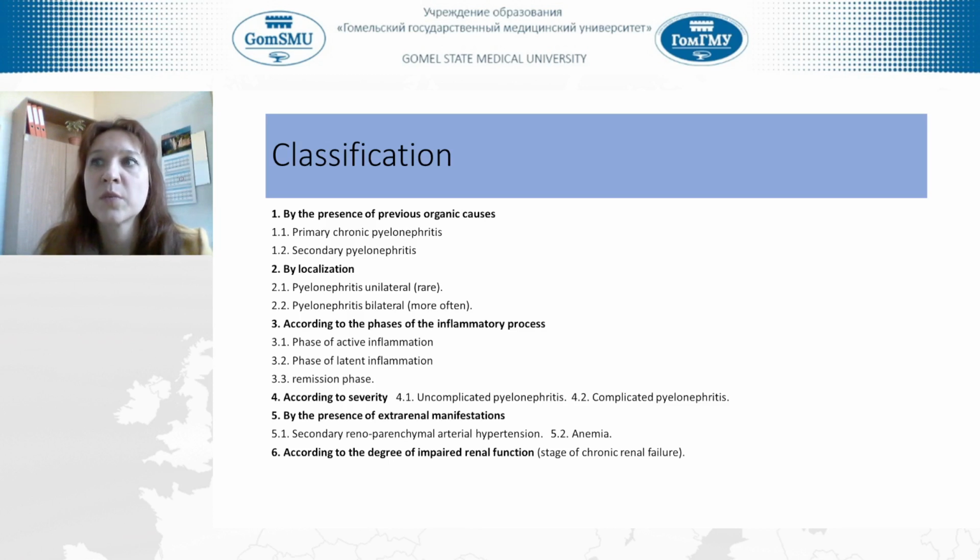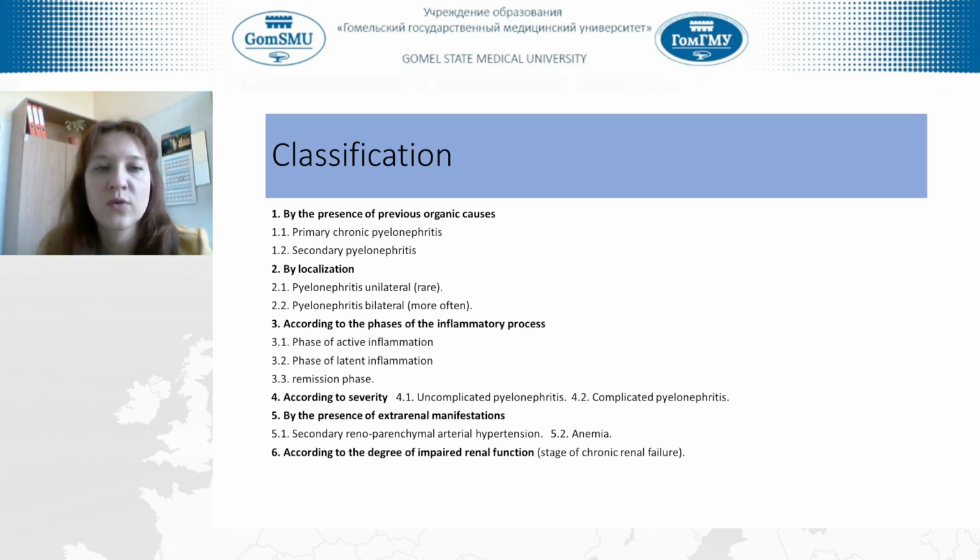Chronic pyelonephritis can be unilateral, but after several years of the disease, the second kidney is also affected. By localization, it can be pyelonephritis from one side, unilateral, or bilateral pyelonephritis, which is more frequent.